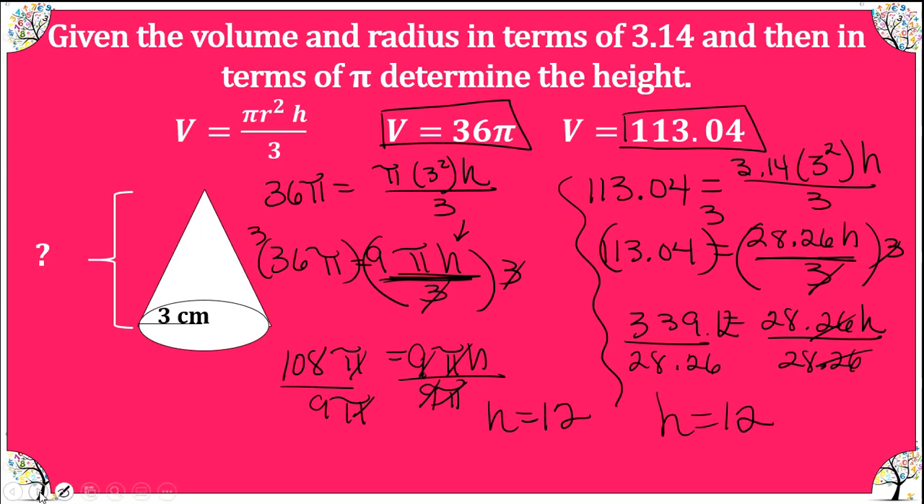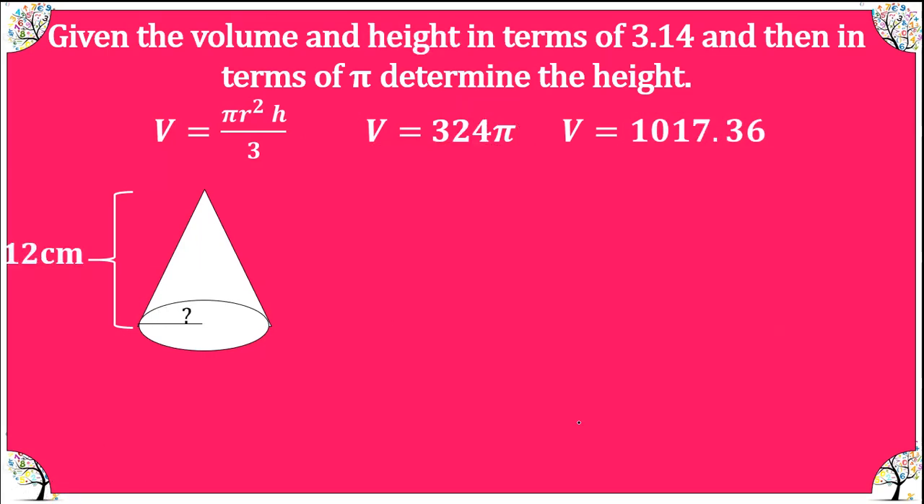Okay, now let's take a look. In this problem, we are given the height and want to find the radius. So we have the volume in terms of pi. So we have 324 pi is equal to pi times some radius squared times 12 divided by 3. So we're solving for r. So we first need to undo the divide by 3. So we're going to multiply both sides times 3.